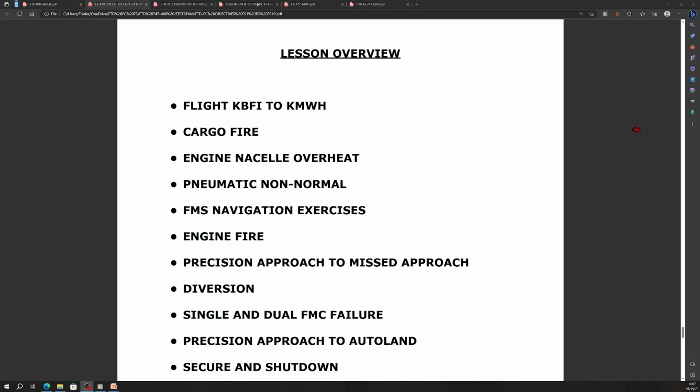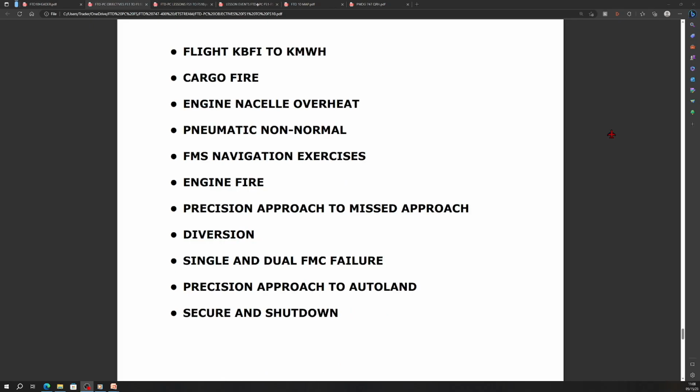It's a flight from Boeing Field to Moses Lake. We'll be a freighter, and we'll be in pounds, and we'll be back to the legacy FMC. The overview is we're going to have a cargo fire overheat. I'm not sure that's correct. A pneumatic non-normal, FMS navigation exercises, an engine fire leading to a shutdown, an ILS approach at Moses Lake, which leads to a missed approach, and then there's an amendment to the missed approach that we have to program in.